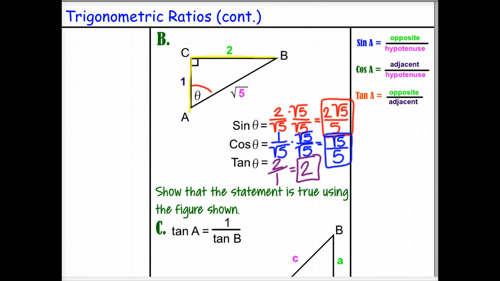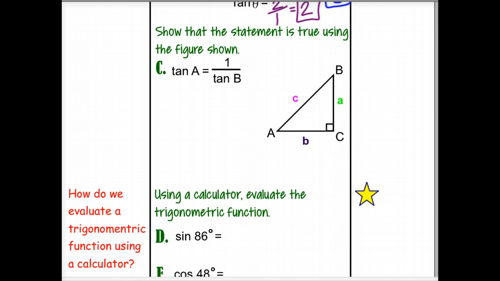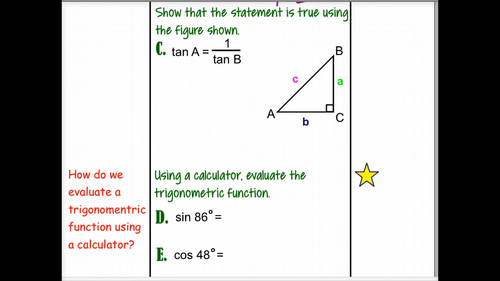Now, the other piece you need to be able to do is show that a statement is true. So we have here that the tangent of A equals 1 over the tangent of B. So if we look here, A is right here. Our tangent of A is going to be our opposite over our adjacent, which is A over B. Likewise, if we're looking at angle B, tangent of B is opposite over adjacent, which is 1 over B over A.